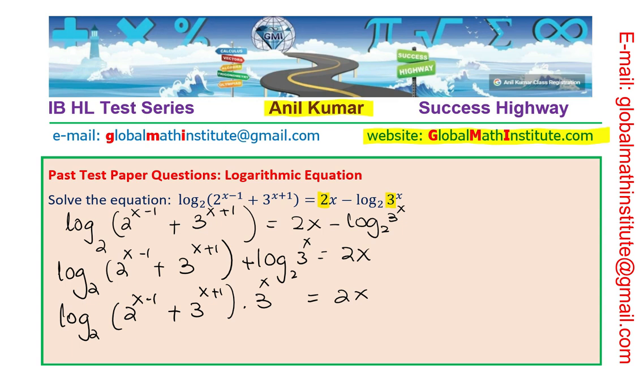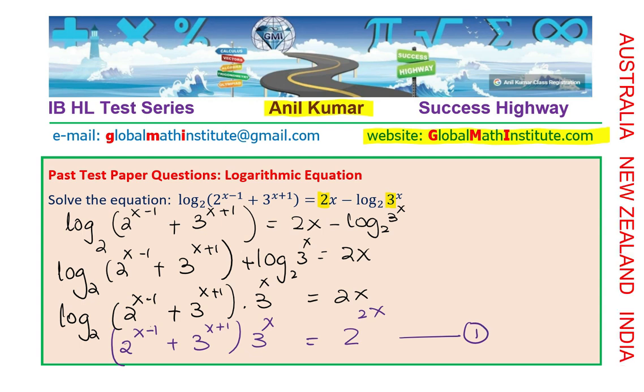Now we could write this in the exponential form. So we get (2 to the power of x minus 1 plus 3 to the power of x plus 1) times 3 to the power of x equals 2 to the power of 2x. Now that is our equation to solve. It was very difficult to solve this particular equation, where the idea came that we could somehow write an equation in terms of 2 over 3. That is what the great idea is. So we have this equation with us. We'll take it to the next page and then solve it.